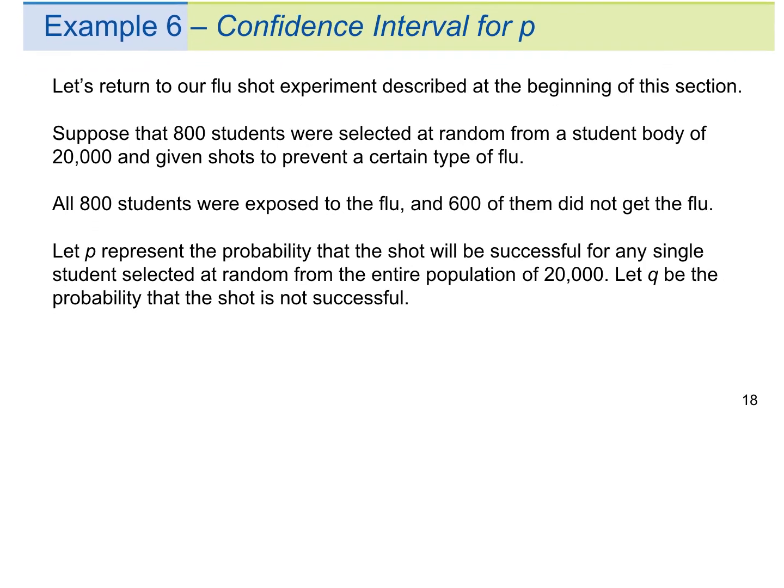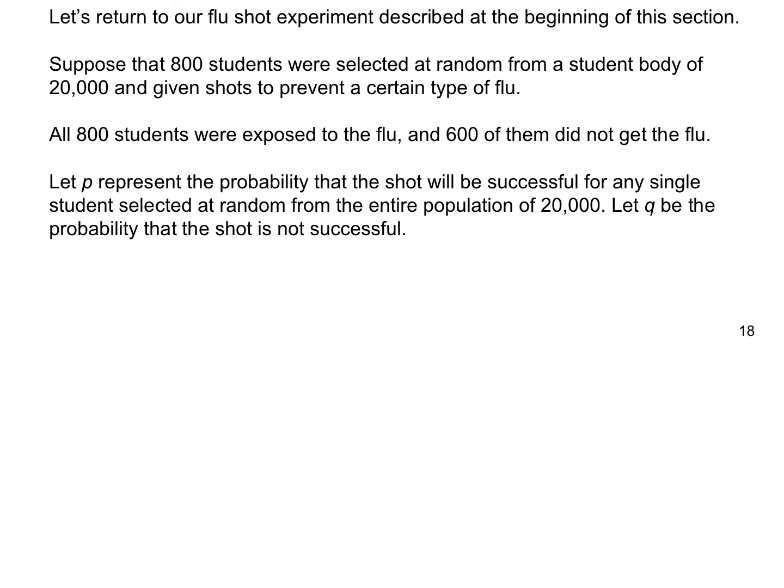Suppose 800 students were selected at random from a student body of 20,000 and given shots to prevent a certain type of flu. So in this case, the 20,000 is your population. We're not talking about everyone in the world or everyone in the United States. It's at this particular place, 20,000. But you don't want to give the flu shot to 20,000 people. You want to do a sample.